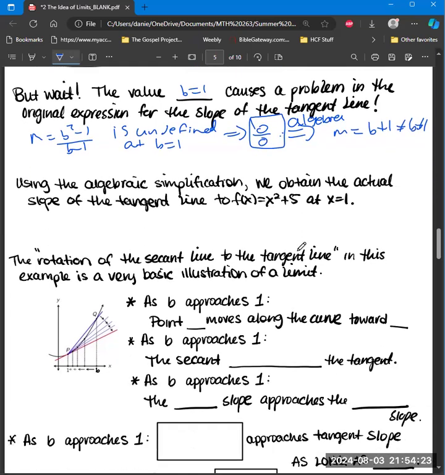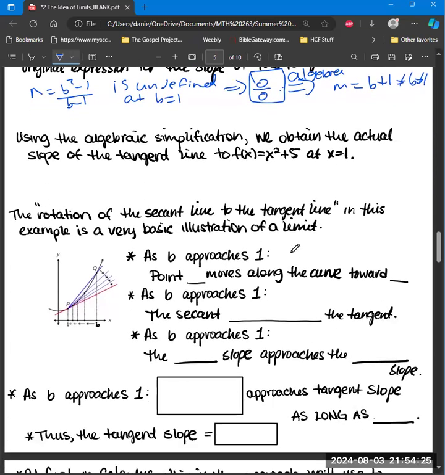Using that algebraic simplification, we obtain the actual slope of the tangent line to f of x equals x squared plus 5 at x equals 1 by saying we're going to ignore this restriction and try and stick 1 in for b there and say m equals 1 plus 1 equals 2. And we get that the slope of the tangent line to the graph of x squared plus 5 at x equals 1 is 2.